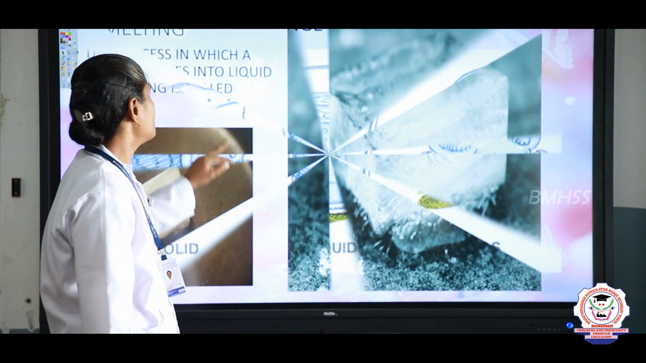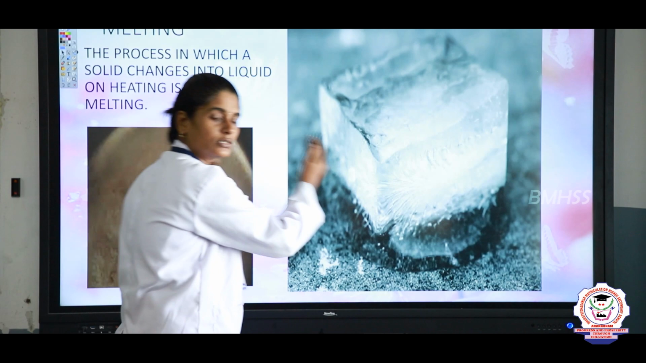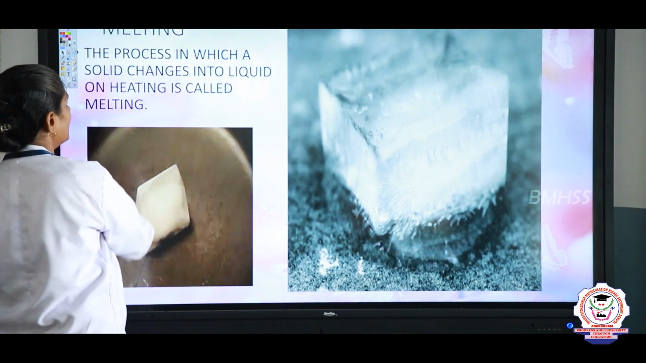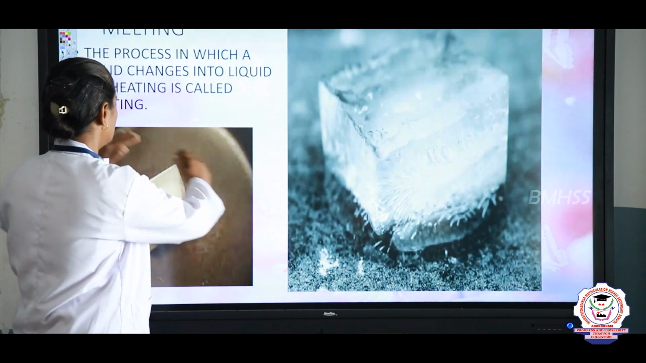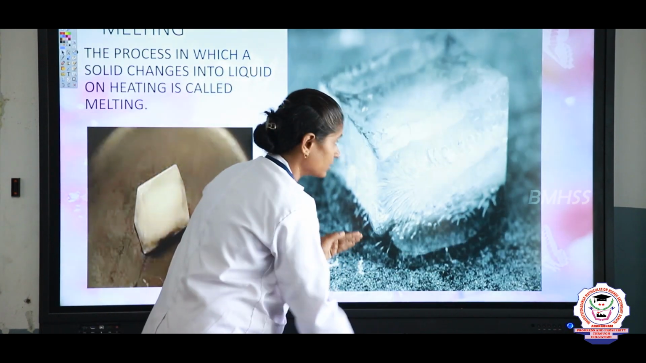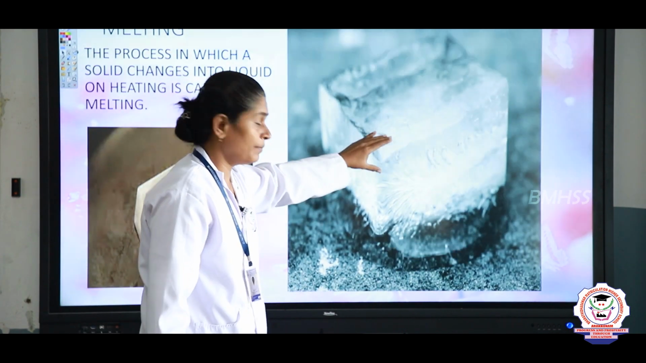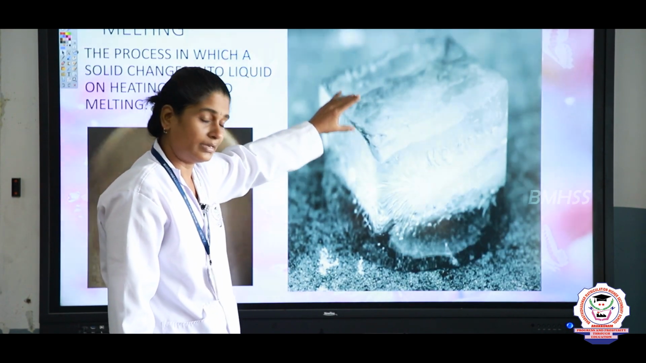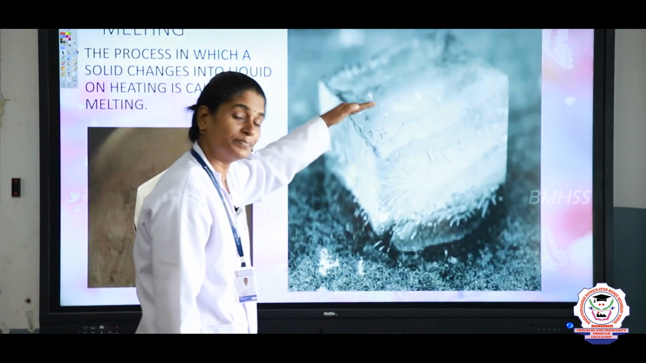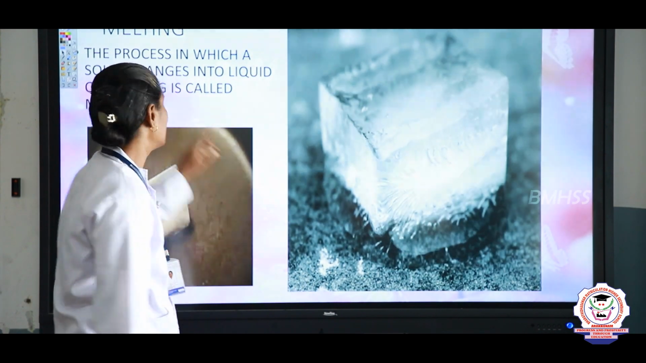First, let us see the first process. As I said, the ice cube into water, solid into liquid, right? The first thing is melting. The process in which a solid changes into liquid. For example, ice is changed into water. This process is called melting. When you keep the ice cube outside, because of the room temperature, because of the high temperature, the solid is melting into liquid. The ice is melting into water, right? This process is called melting.